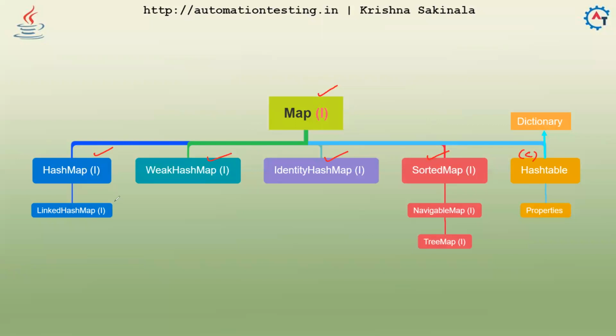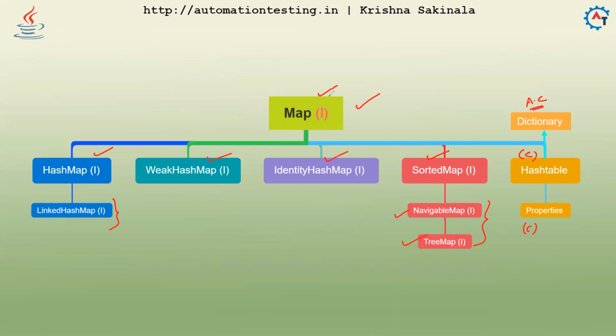HashMap has one more child called LinkedHashMap. Under the SortedMap, you have two more, NavigableMap and TreeMap. Hashtable comes from Dictionary, which is an abstract class. So Hashtable is a class. Under this, we have one more class called Properties. This is the hierarchy of the Map interface: HashMap, WeakHashMap, IdentityHashMap, SortedMap, and Hashtable.